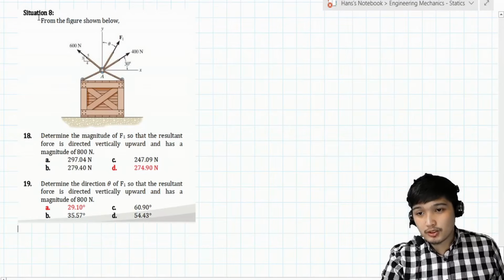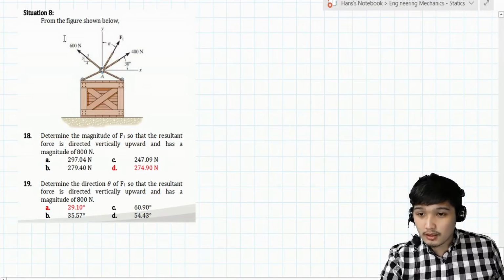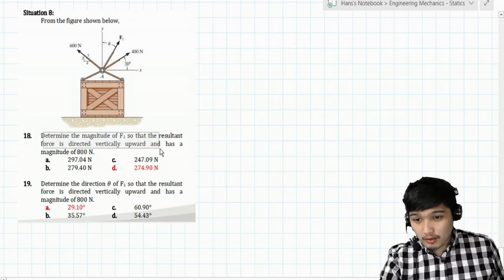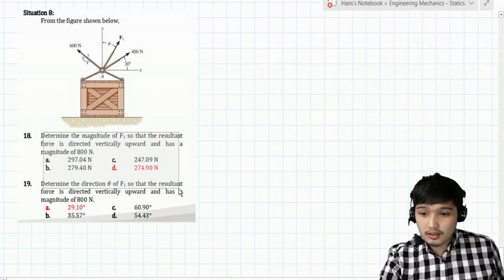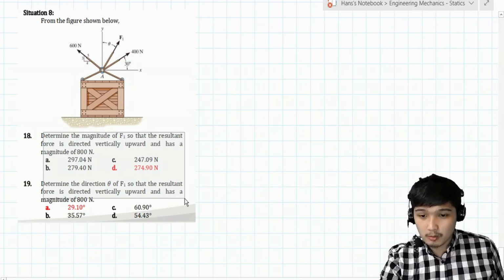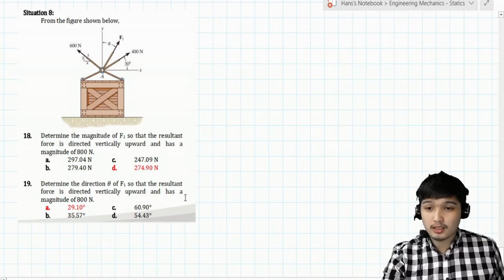So, from the figure shown below, we have here what? A 600 Newton force, F1 with an unknown magnitude and direction, and another force inclined 30 degrees from the positive x-axis. Determine the magnitude of F1 so that the resultant force is directed vertically upward and has a magnitude of 800. And then, determine the direction of F1.